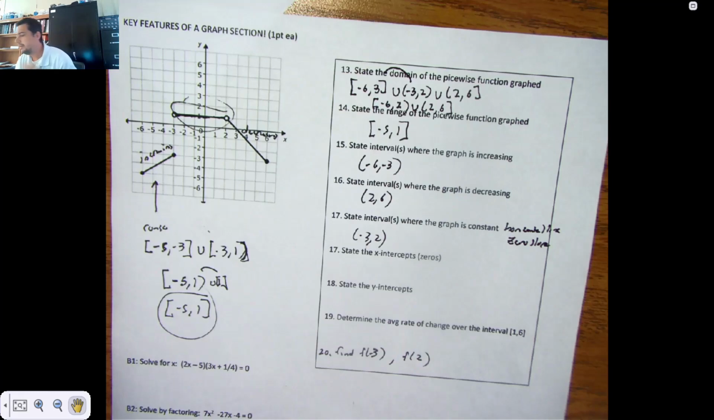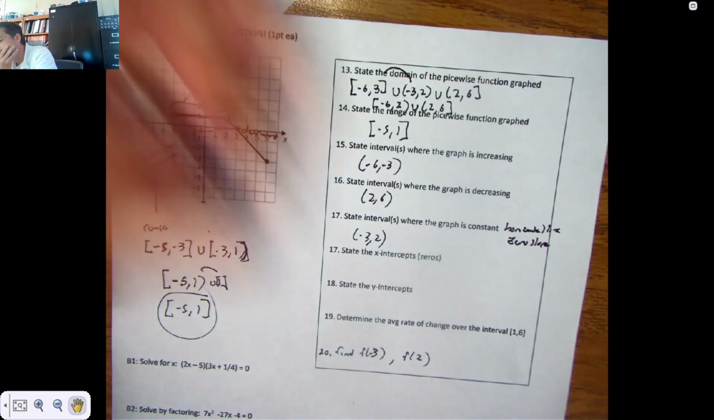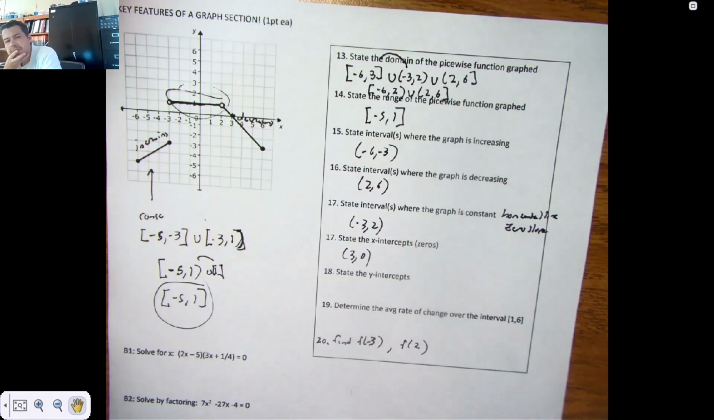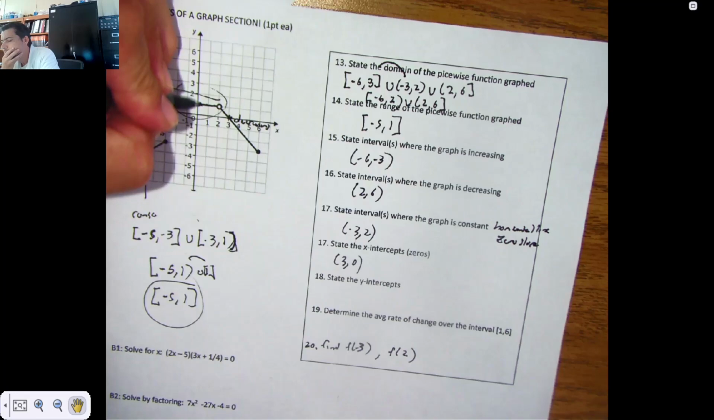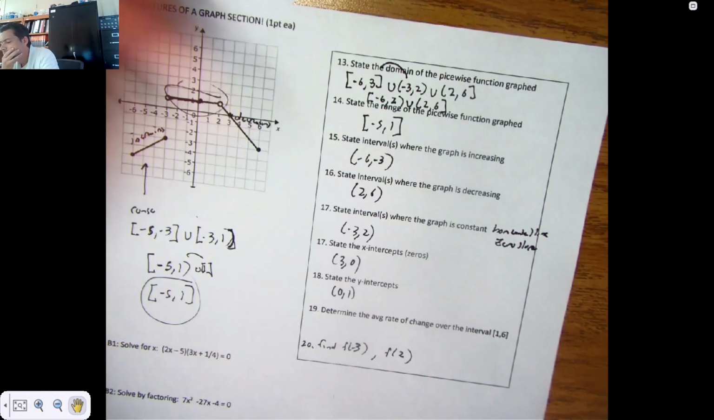X-intercepts, there's one right here. It's at 3, 0. Number of kids who can't find an x-intercept is very disturbing to me. Like, it's really disturbing. I don't get it. Here's your y-intercept. She's at 0, 1.